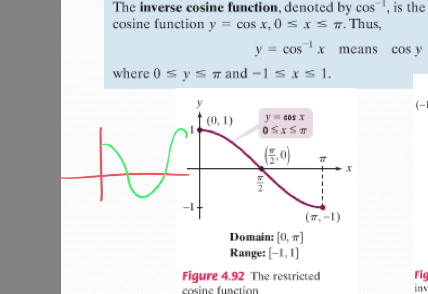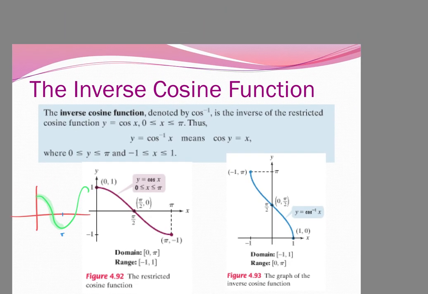Looks like this. So we can actually restrict this one. This would be pi. We can restrict this one from 0 to pi, and it would pass our horizontal line test, which means it has an inverse. So for cosine, we use the top of your unit circle. We go from 0 to pi.